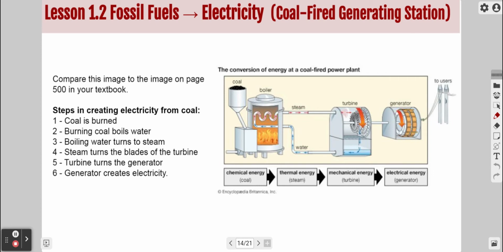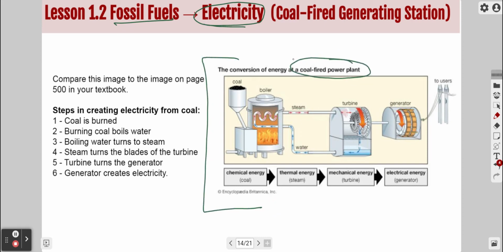Okay, so how are these fossil fuels used to create electricity? Well, we can take the fossil fuels and burn them in our cars, yes, but we also need electricity. So you do need to make sure you understand the coal-fired power plant. If you haven't watched a video of that, make sure you do. But the basic concept is, first off, the coal is burned. So the coal is put into a burner.